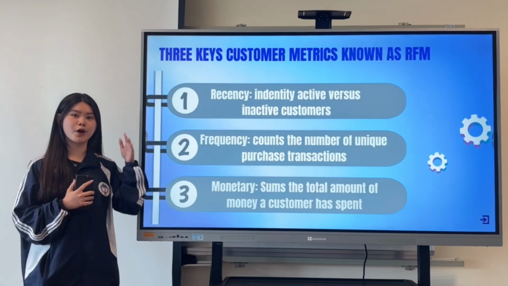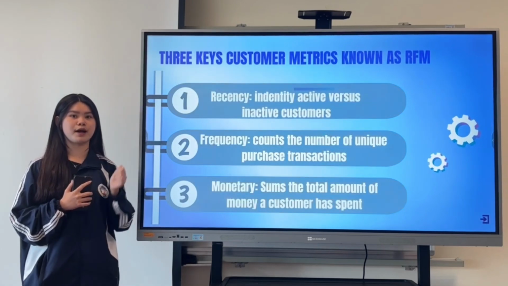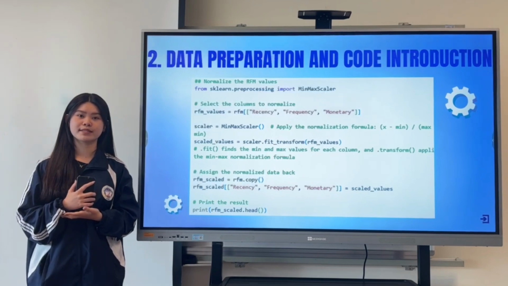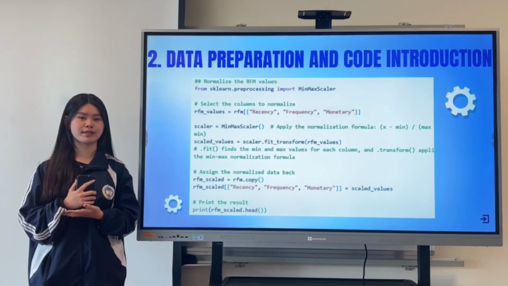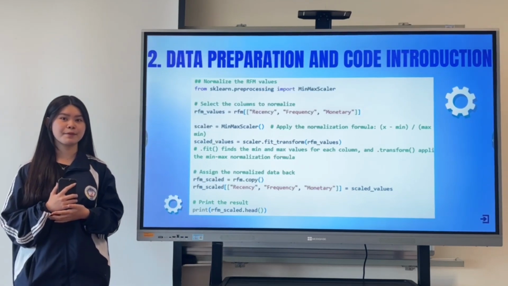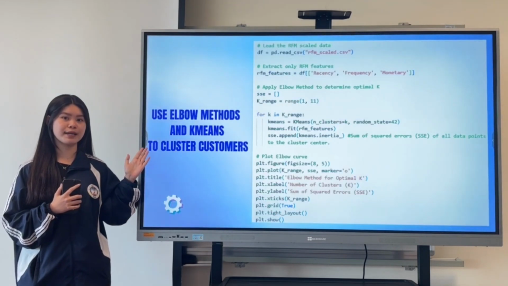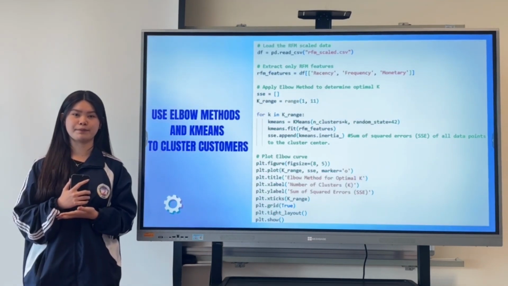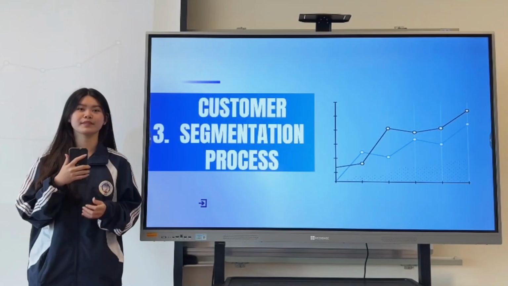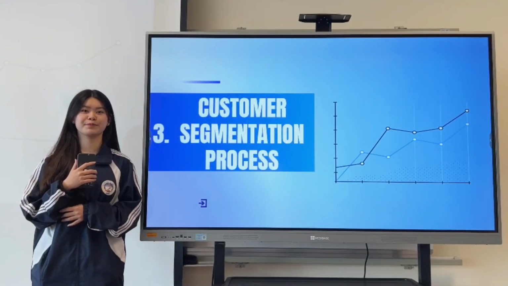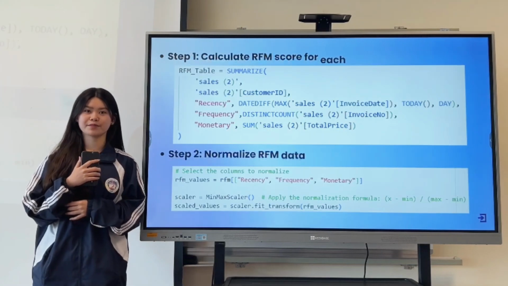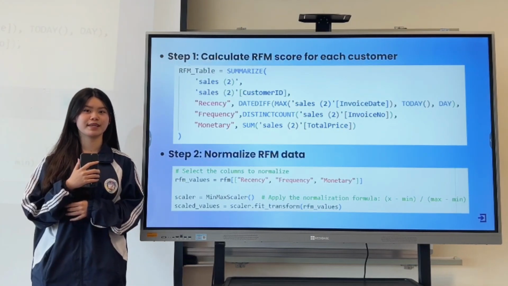The next step is to normalize RFM values to a 0 to 1 scale for comparability. This improves clustering performance on customer data. And the last step, we use the elbow method and k-means to cluster customers, and I will tell you in detail about this clustering process. To classify customers, we need to perform the following 5 steps. Step 1 is to calculate the RFM score for each customer, as we said in the previous part.